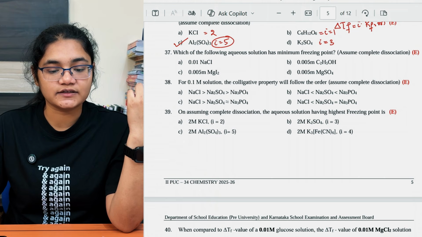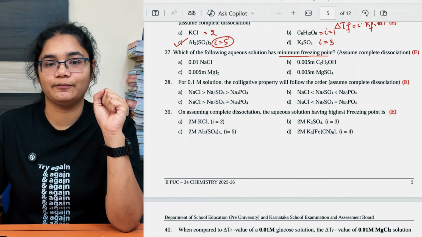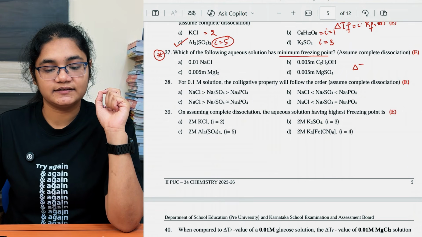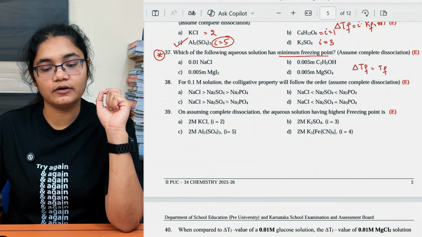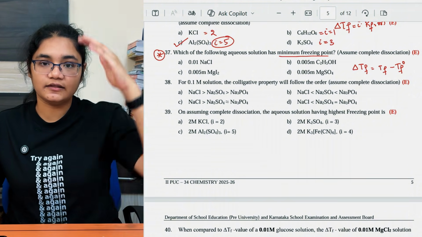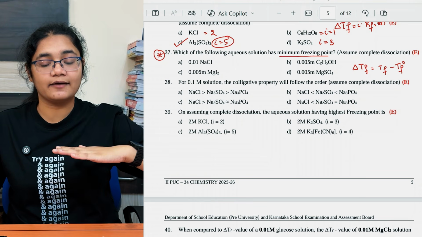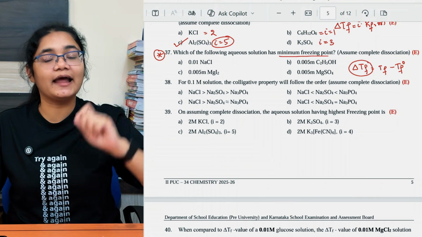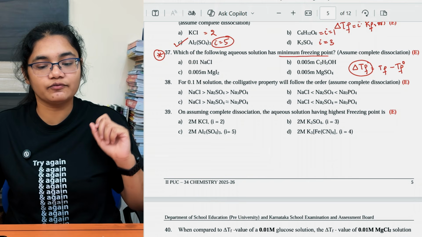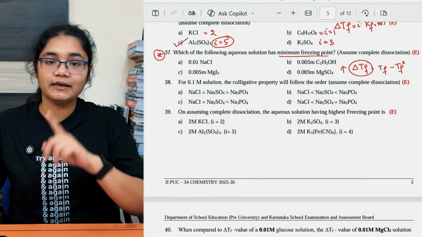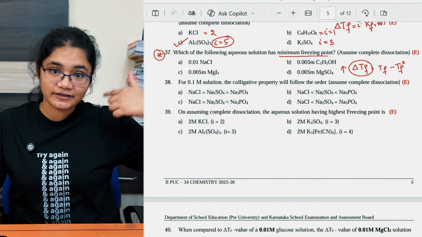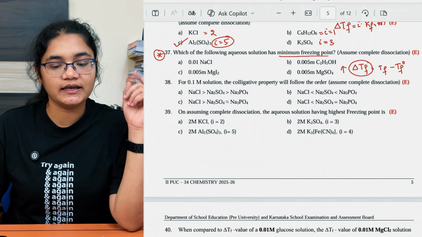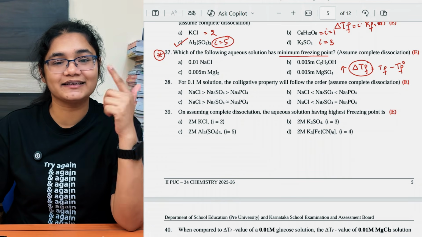Next, which of the following aqueous solutions has the minimum freezing point? This is an important question. Now see, delta TF is equal to T naught F minus TF, right? The depression is taking place. So if delta TF is maximum, that means maximum depression has taken place and the freezing point will be minimum in that case. So wherever delta TF is higher, there is the minimum freezing point. Where delta TF is lower, there the maximum freezing point takes place. So we need to find the minimum freezing point, that means the highest delta TF value.